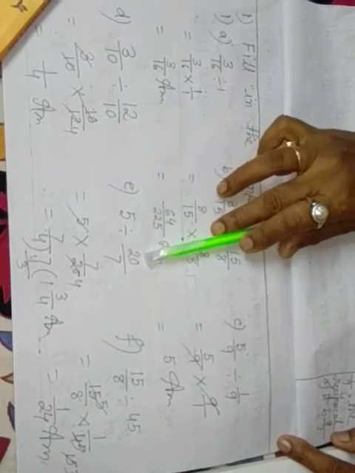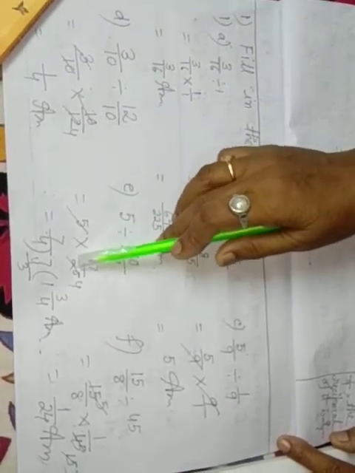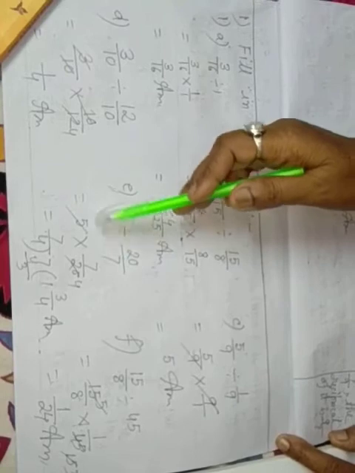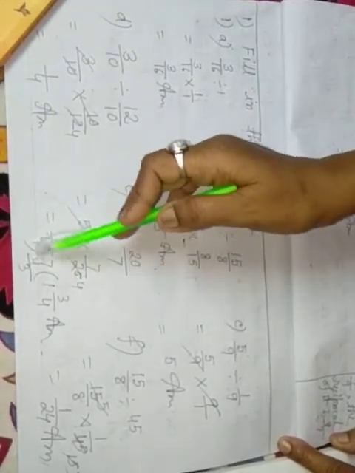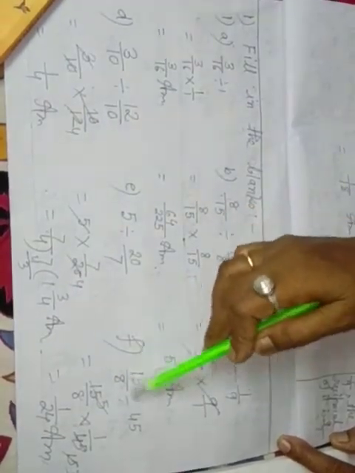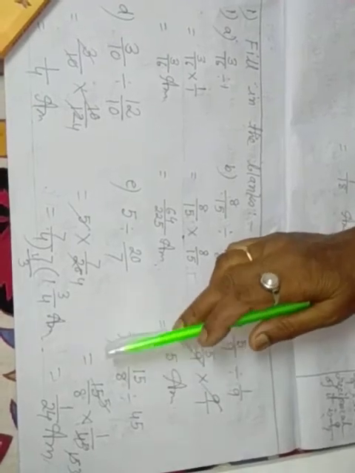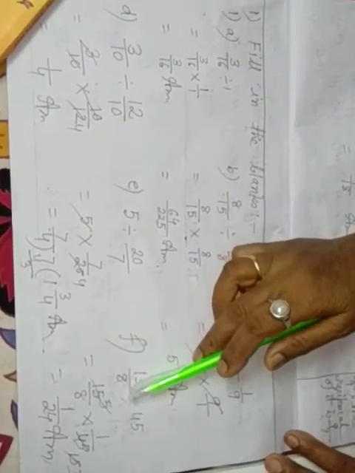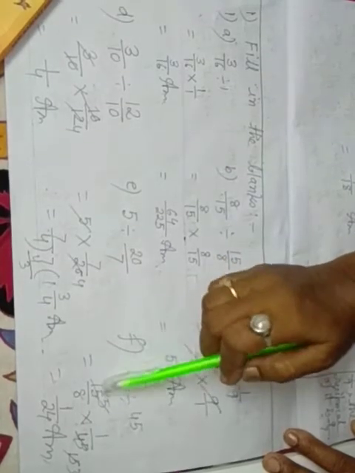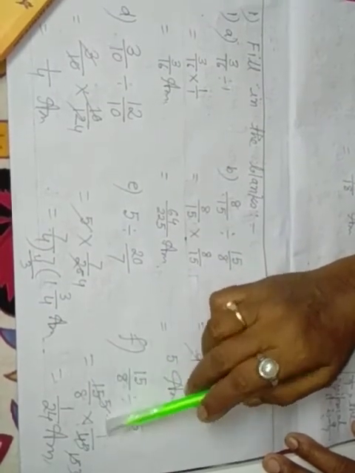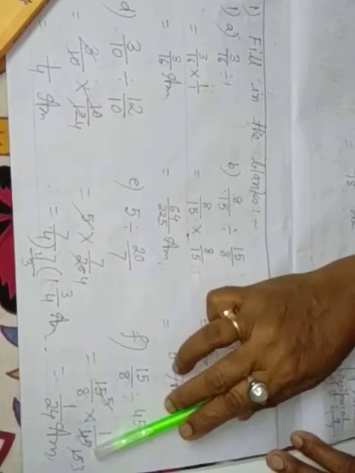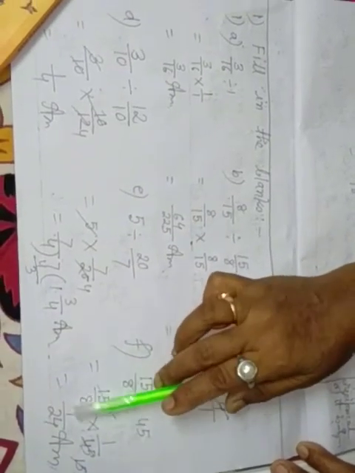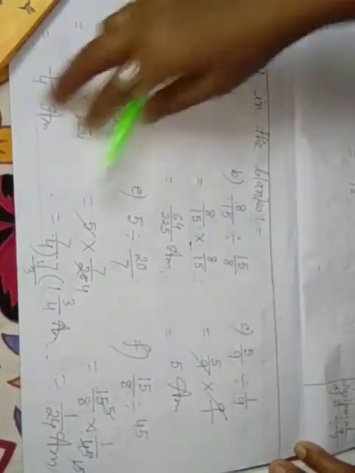E: 5 divided by 20 by 7. 5 into 7 by 20. That is 7, and 5 fours are 20. So 7 by 4. That is 4 ones are 4, 3 ones are 3, 1 3 by 4 is the answer. F: 15 by 8 divided by 45. 15 by 8 into 1 by 45. So 15, 3 fives are 15. 3 fifteens are 45. So 5 threes are 15. So 1 by 24 is the answer.